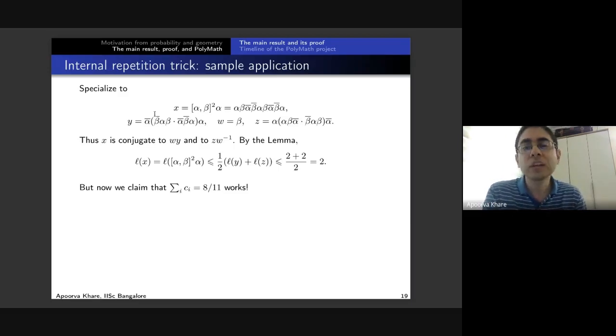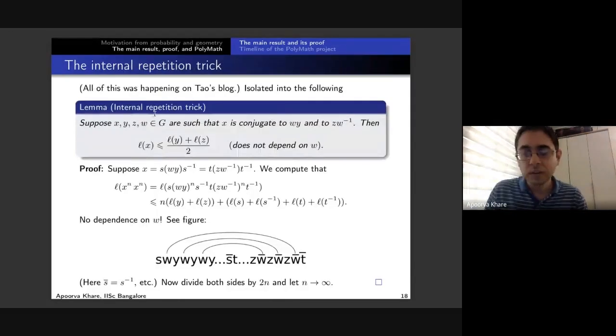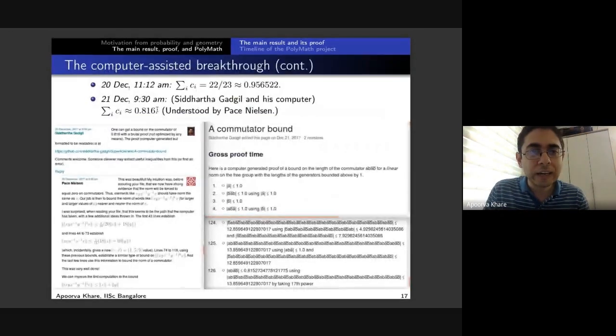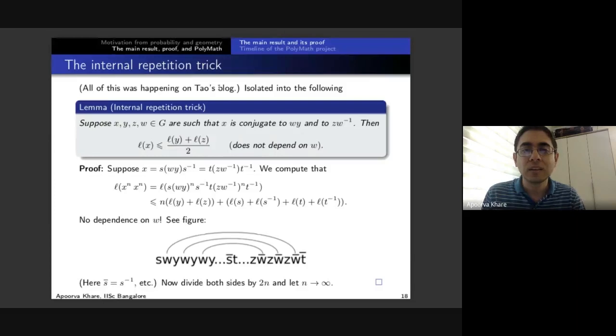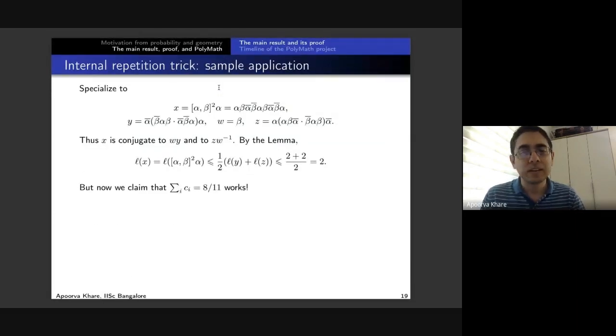I claim that 8 over 11 is an upper bound for my constant. And what was the constant earlier? The constant earlier was 0.816, right? This is bigger than 8 over 10. So 8 over 11 beats it. I'm giving you a constant that blows all of these previous constants out of the water using nothing other than this one lemma. That is the power of this lemma.